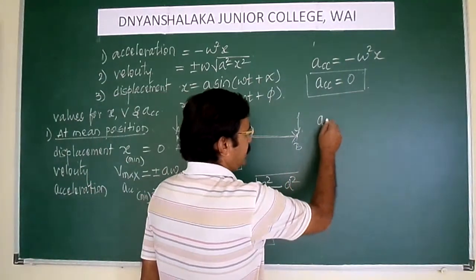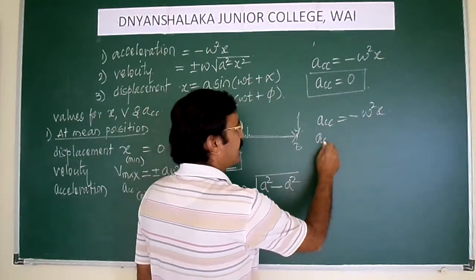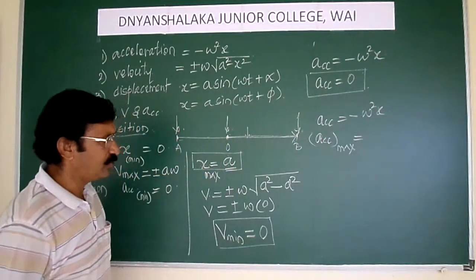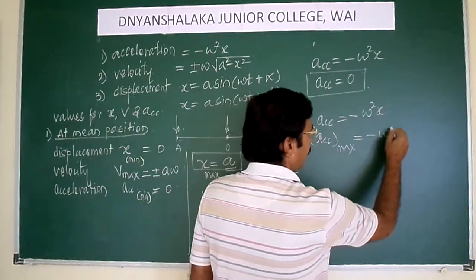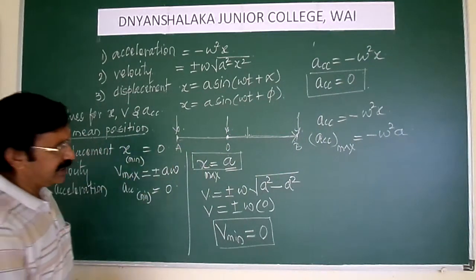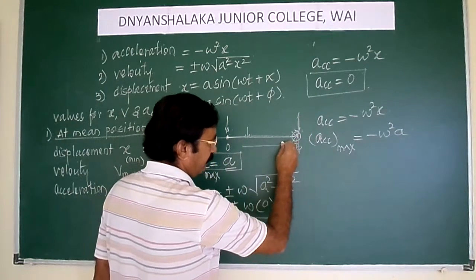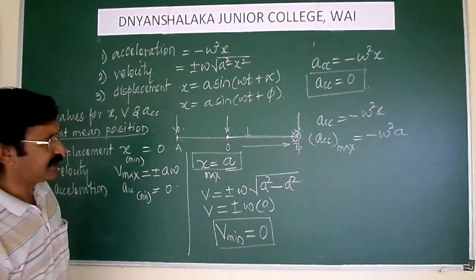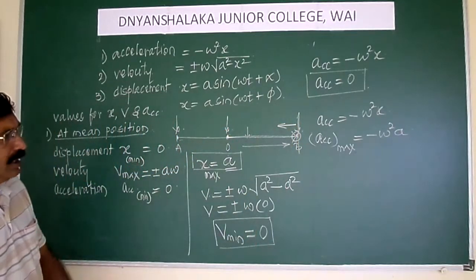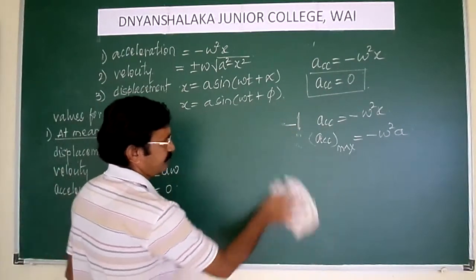For acceleration, acceleration is minus omega square x. So acceleration is maximum at extreme position, and so it will be minus omega square a. The negative sign indicates that when the particle reaches the extreme right with maximum displacement x is equal to a, acceleration is directed toward the mean position. And so in this way we will have one more set of expressions.